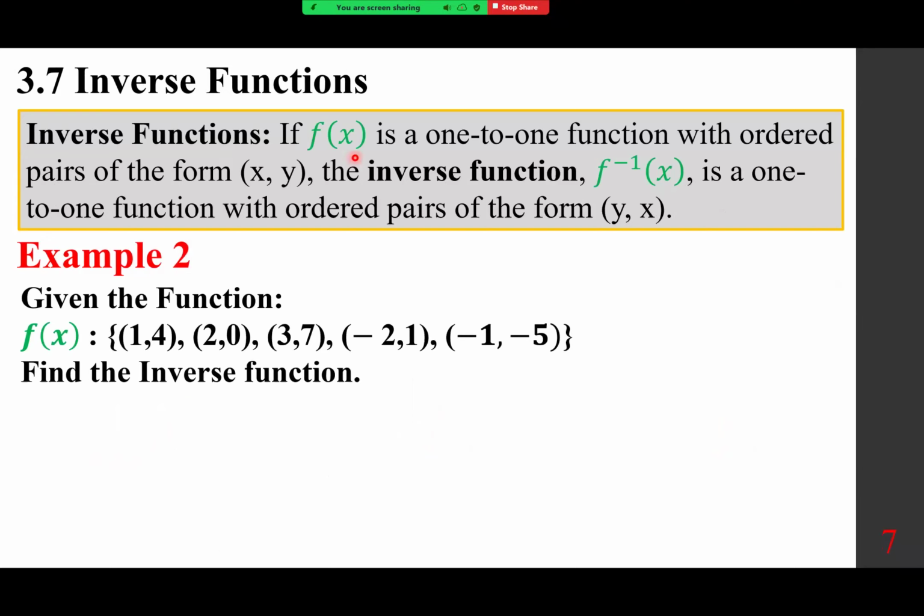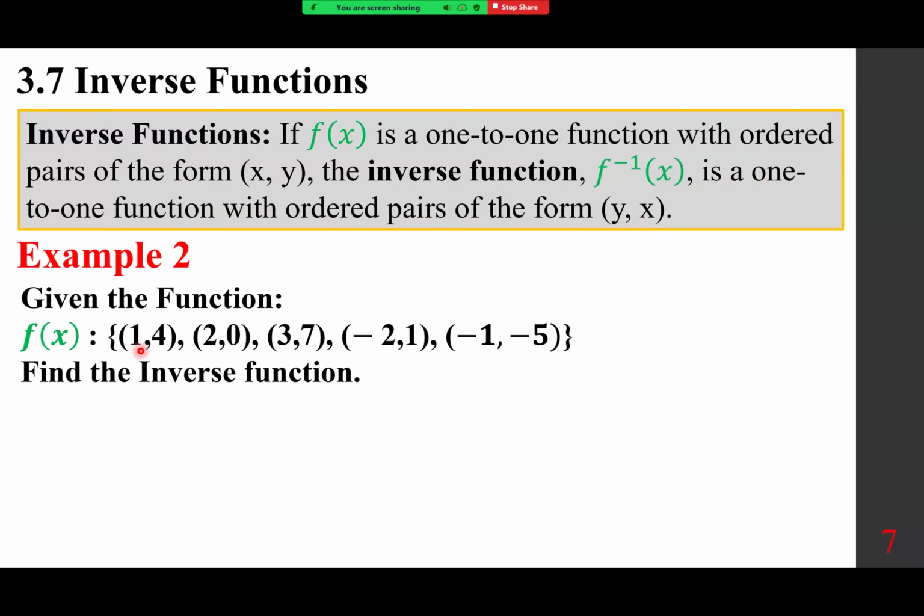Inverse functions. If f of x is a one-to-one function with ordered pairs of the form x, y, the inverse function, this is read f inverse, this is not f to the power of negative 1, f inverse of x is a one-to-one function with ordered pairs of the form y, x. In short, when you interchange x and y, you get the inverse function.